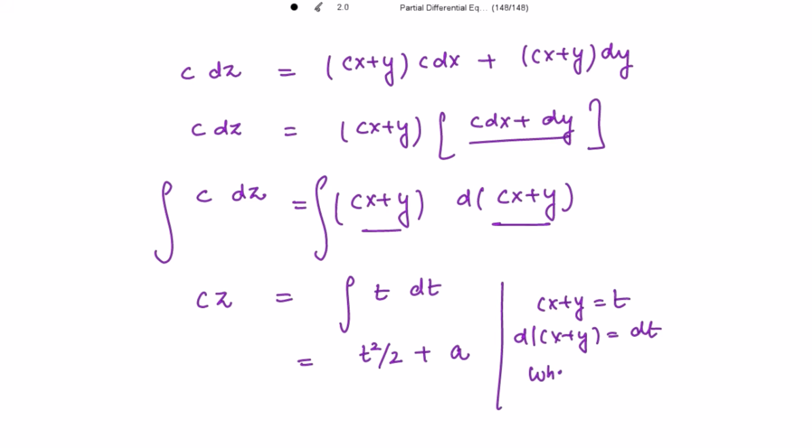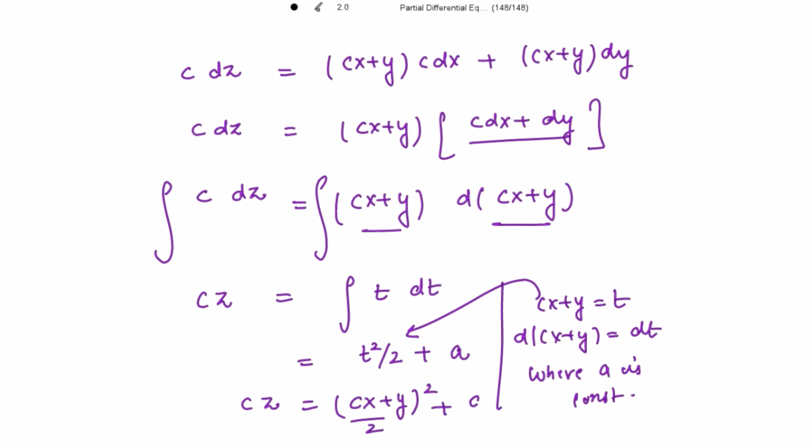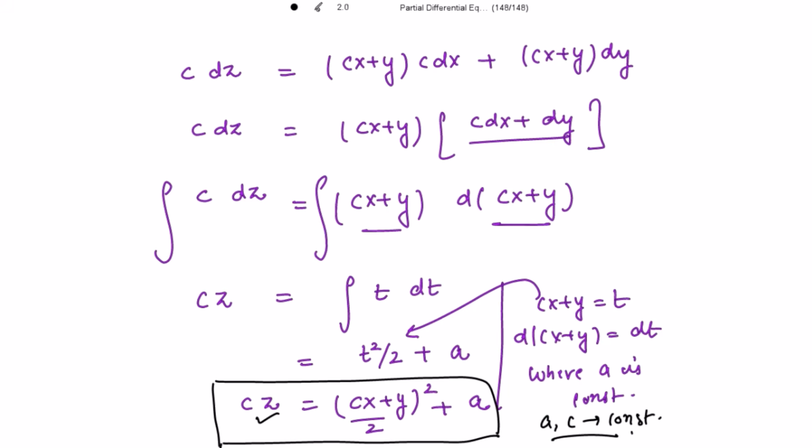where a is a constant. And now putting back the value of t over here, we get cx plus y whole square divided by 2 plus a. So this is the complete integral of the given equation. We have got the value of z in terms of x, y, where a and c being the constants. Right? So this is how we solve the differential equations by using the Charpit's method. In the next content, we are going to solve some more examples.